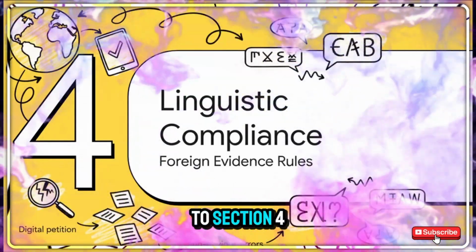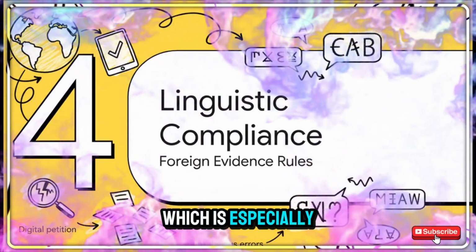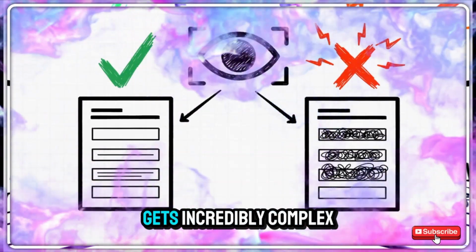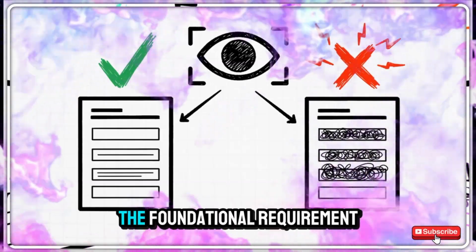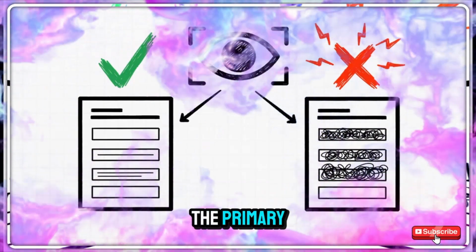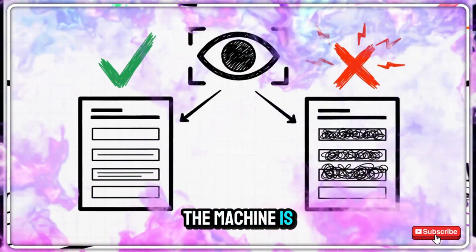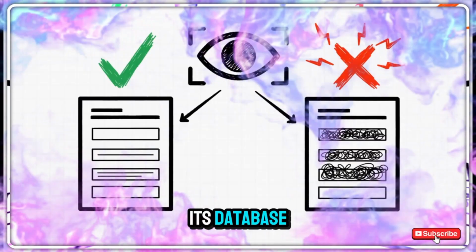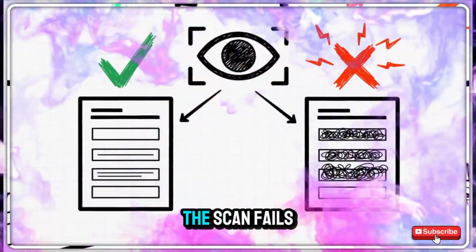That takes us to Section 4. Rule 3, Linguistic Compliance, which is especially important when managing foreign evidence. So, linguistic compliance gets incredibly complex when your petition relies on international evidence. The foundational requirement here is that the primary PDF form has to be drafted 100% in English. The machine is literally hunting for specific English language data points to map back to its database. If that core document has foreign text in any of its fillable fields, the scan fails.